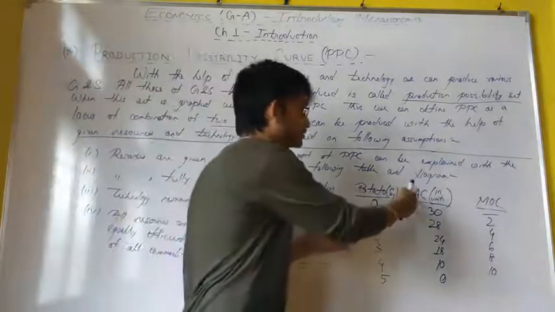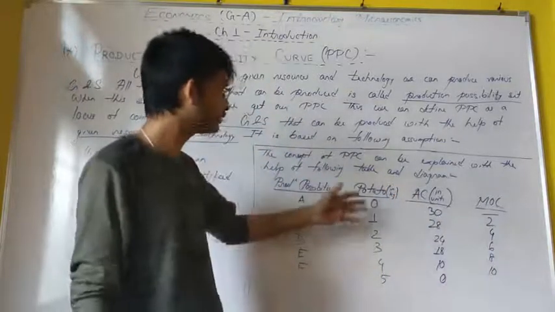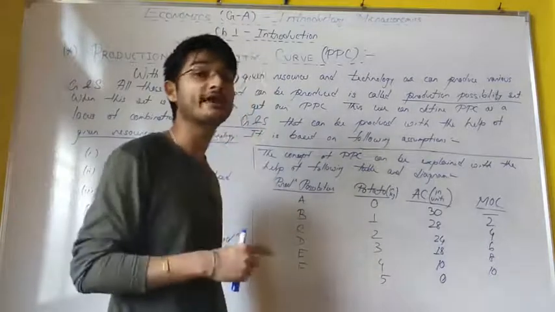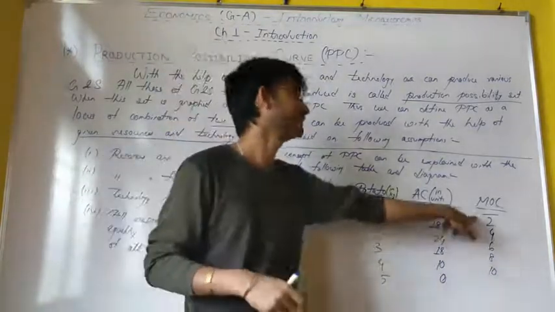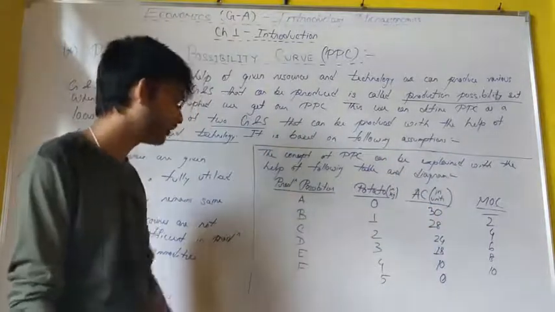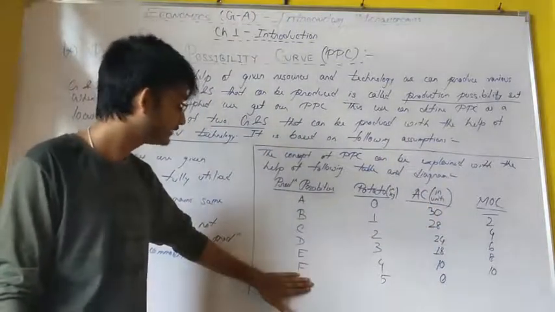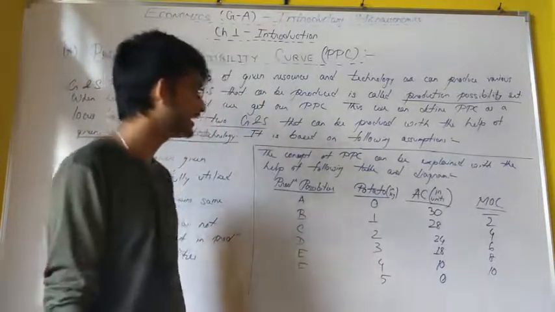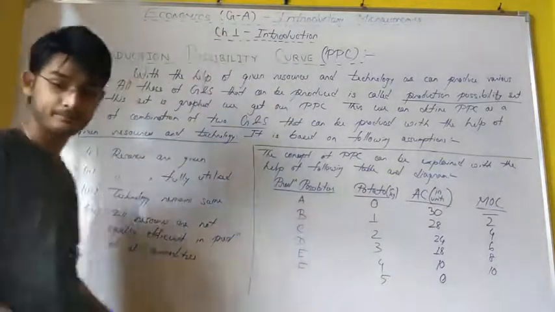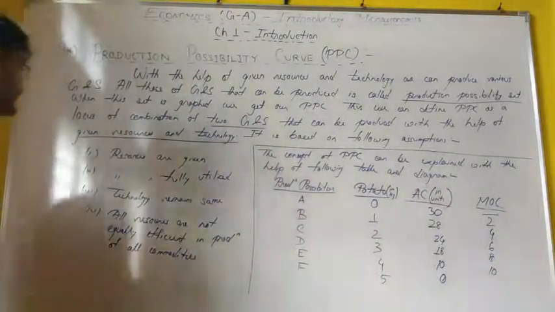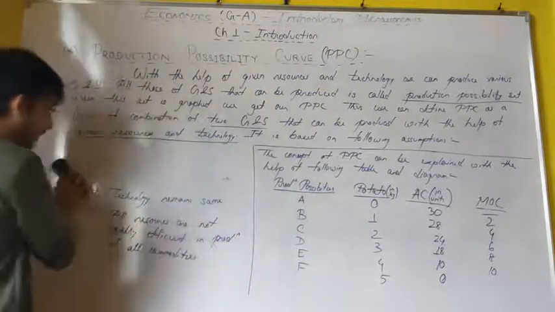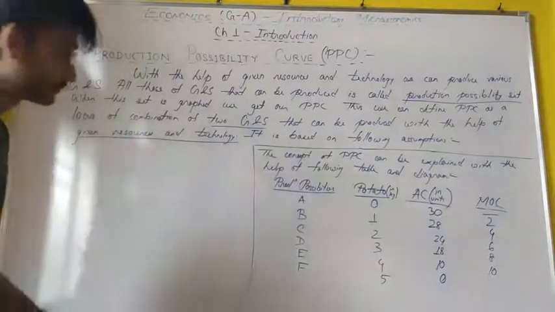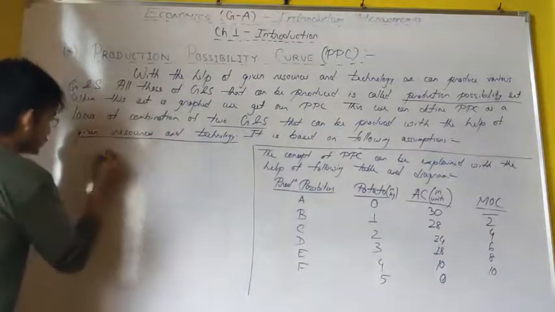We are withdrawing some resources from AC production and putting into potato production because we want to produce one more extra unit of potato. Hence, the MOC concept is coming in, and finally we have reached the sixth combination where all the resources are used in potato production. Hence, no AC production. Now, finally, let's make the diagram. I am wiping this part. So let's first make 2 axes.